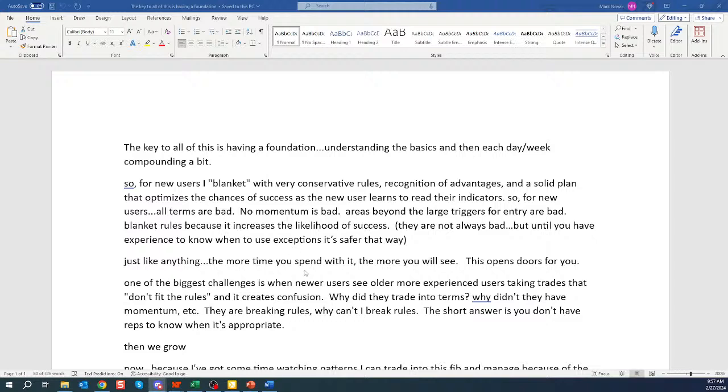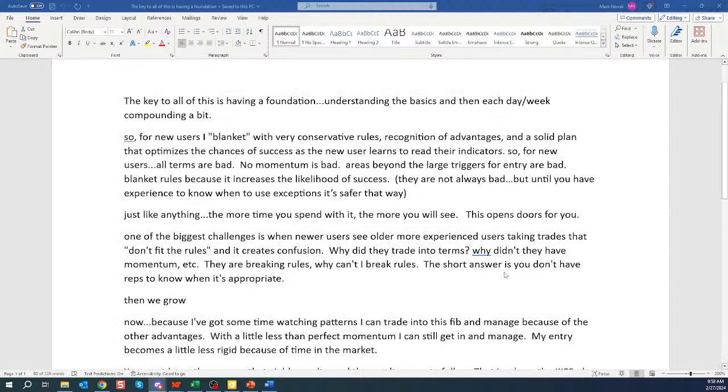So just like anything, the more time you spend with it, the more you'll see and the doors open for you. And I want to share this one too, guys, because you're going to see this today with a lot of trades. One of the biggest challenges is when the new users see older, more experienced users taking trades that don't fit the rules. And it's going to create confusion for you. Well, how come he traded into that line? How come he traded without the best momentum?